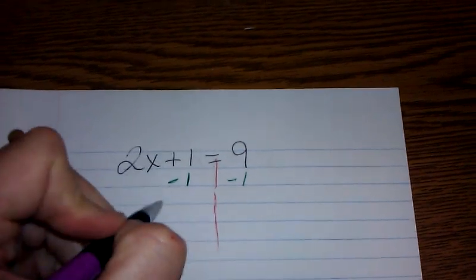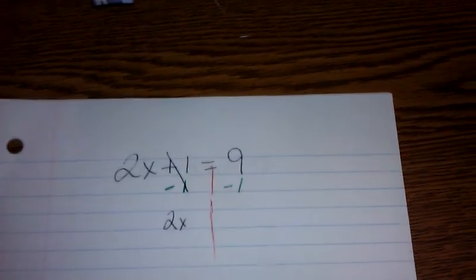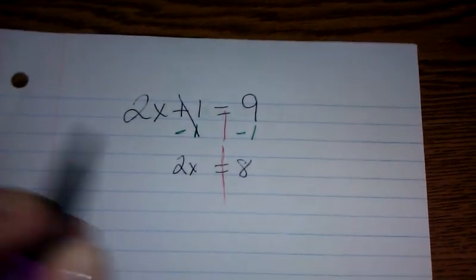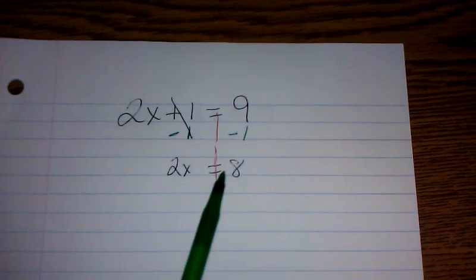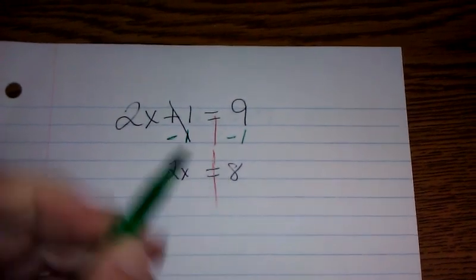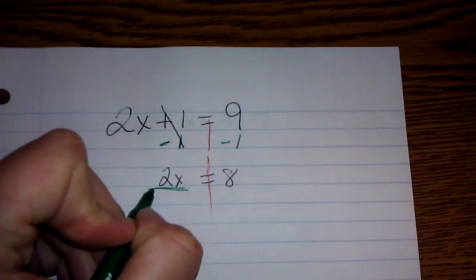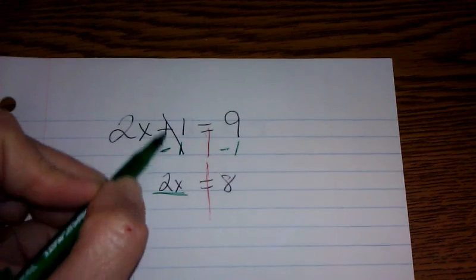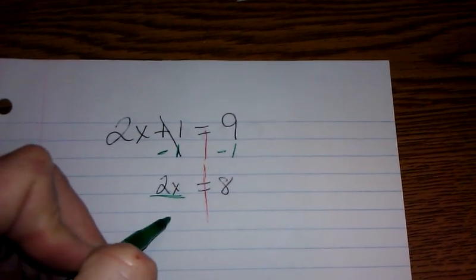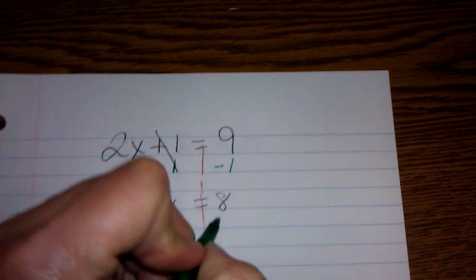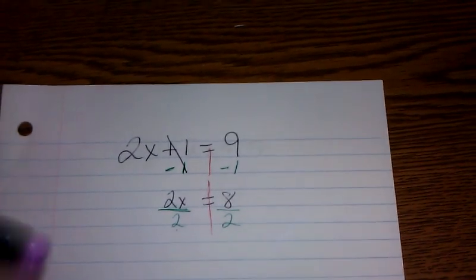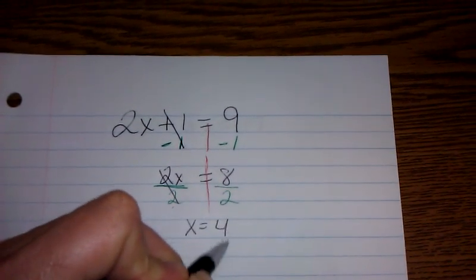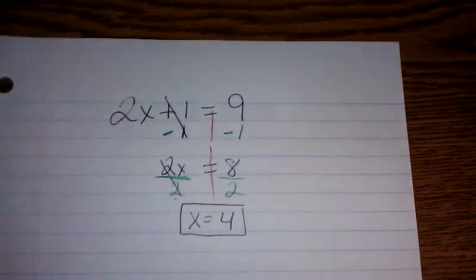Now I have 2x, and these cancel out, they make 0, equals 9 minus 1, which is 8. Now this actually says 2x equals 8. 2 times x equals 8. The opposite of times is divide. Like up here how we did the opposite, when we're dividing, all we're doing is the opposite operation. So instead of multiply, we're dividing, and we divide by the exact number that's there. So I'm going to divide each side by 2. These cancel, and I get x equals 8 divided by 2 is 4. And I will box my answer.